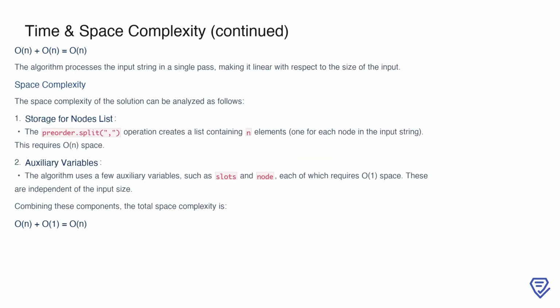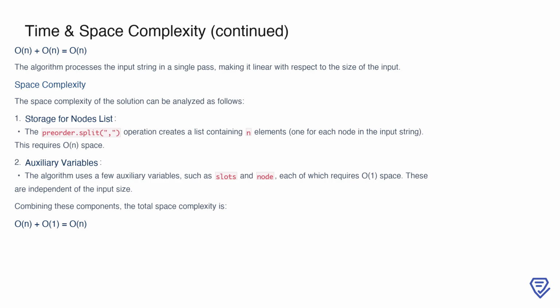Adding up the time complexity of both operations, O(n) from splitting the string and O(n) from iterating through the nodes, we arrive at a total time complexity of O(n). This means the algorithm is linear with respect to the size of the input.